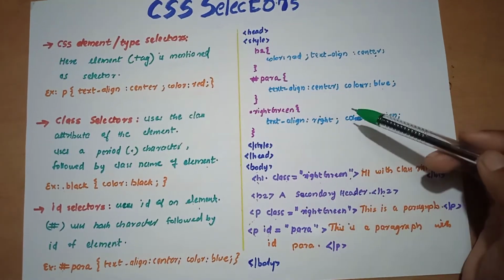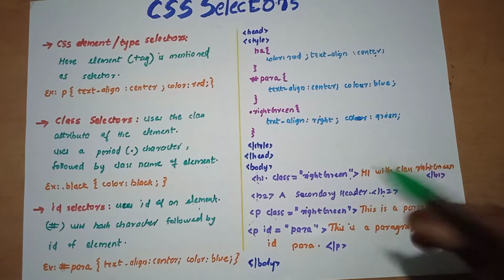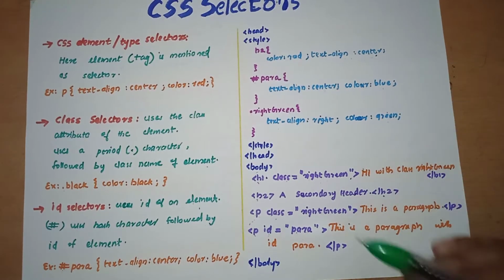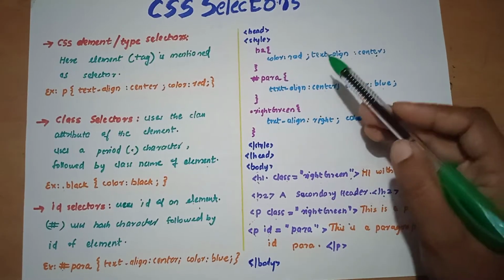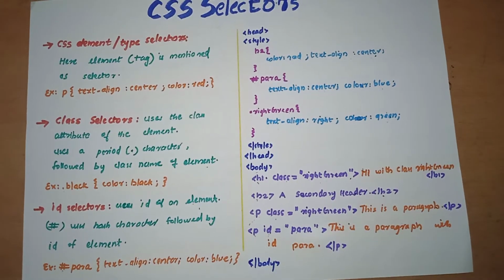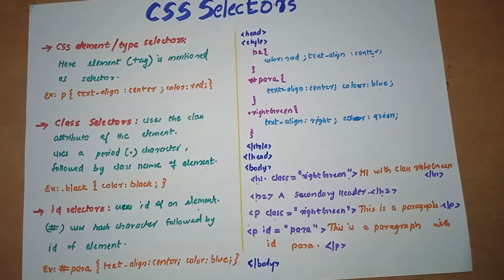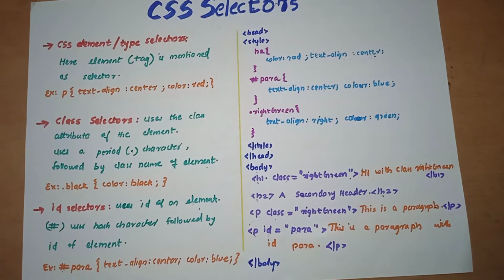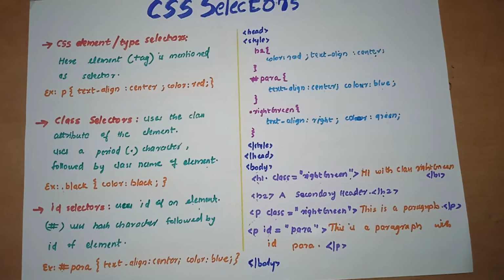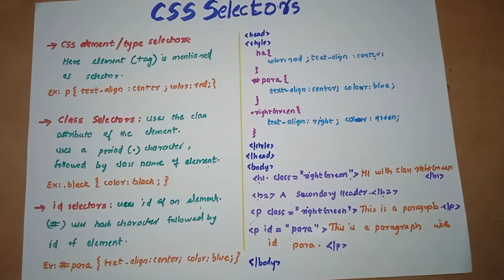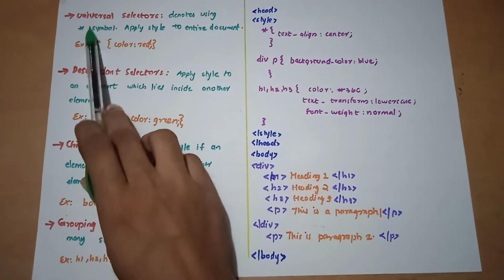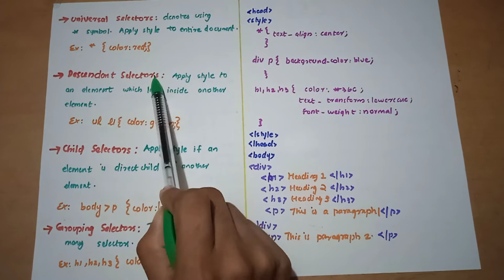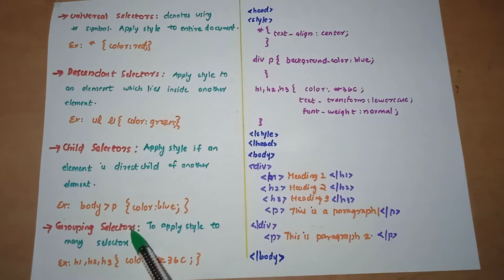This is a nice way too, because since we are using many tags one by one, for identification and for that much clarity, we can use CSS selectors like type selectors, class selectors, and ID selectors too. And we have also got some more selectors. Let's see them. Here we can see universal selectors, descendant selectors, child selectors, group selectors.